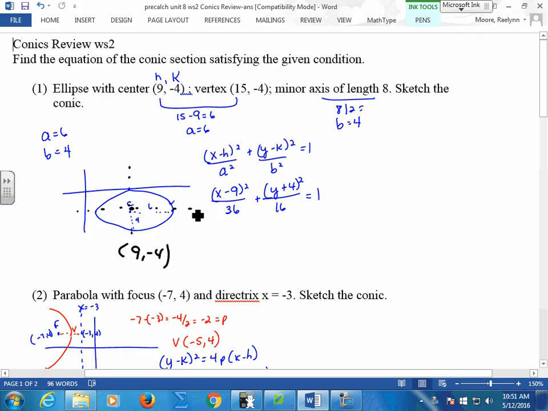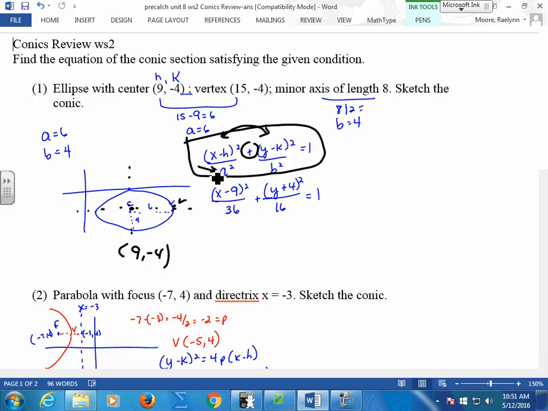That'll help us out. We have a vertex at 15, negative 4. This is my vertex. So now that's telling me that it's going to be the long way x, because my vertex lies on my major axis. So I'm going to start like this. And in an ellipse, it doesn't matter which one of these comes first, but because my x is my major axis, that's where my A goes. So my A goes underneath my x.